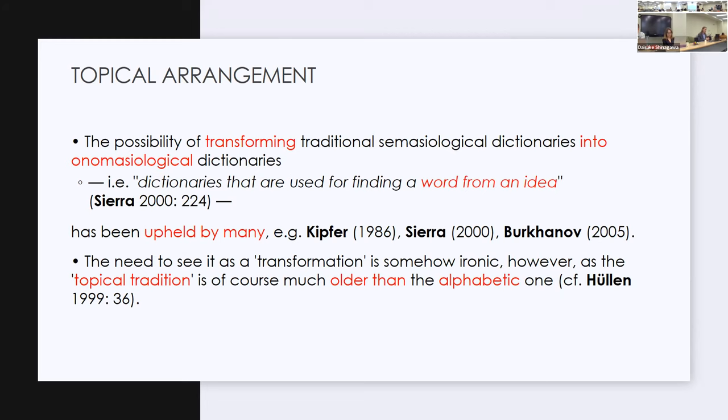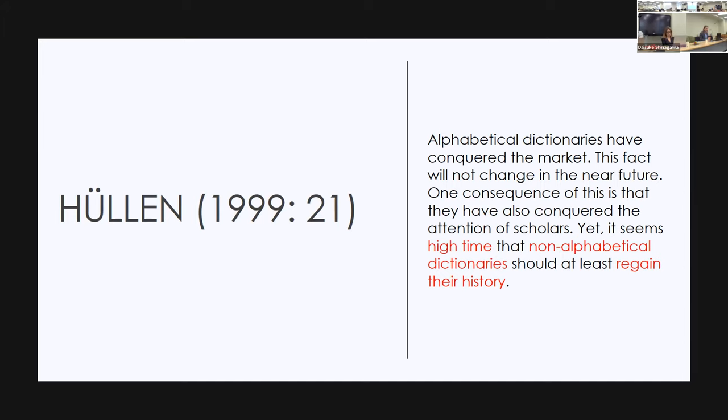Now, some people have hypothesized, dreamed about transforming the semasiological approach into an onomasiological one. So what is that? It is when you go from idea to word. Here you have a few of the lexicographers who have argued for that. It is also known as the topical tradition. And actually, that topical tradition is much older than the alphabetical one, as you can see in this quote from Gouws, who says that it is high time that non-alphabetical dictionaries should at least regain their history.